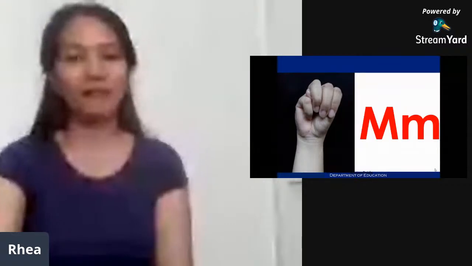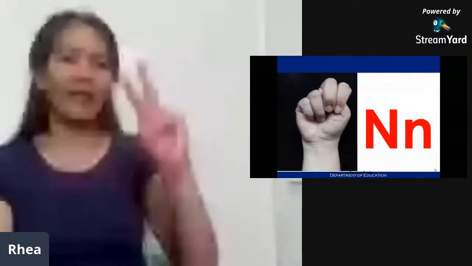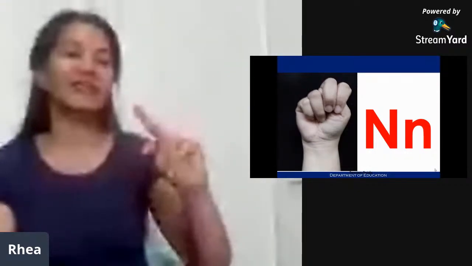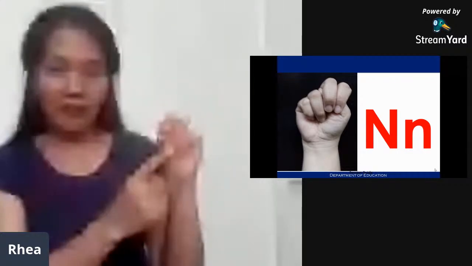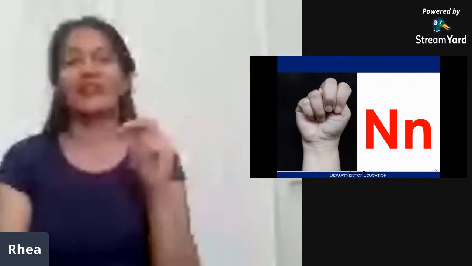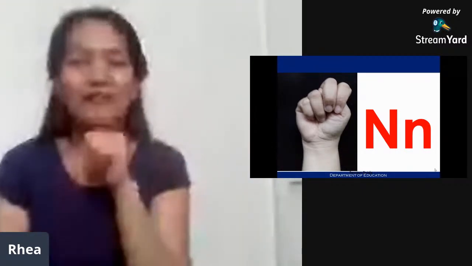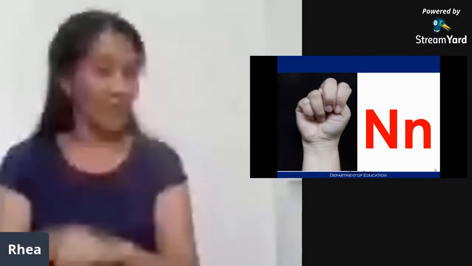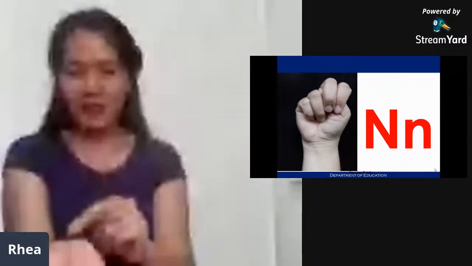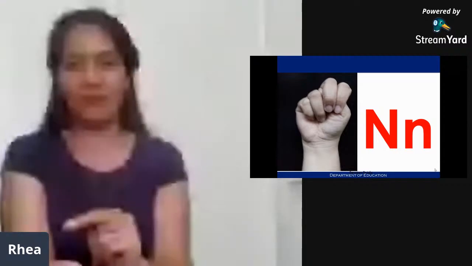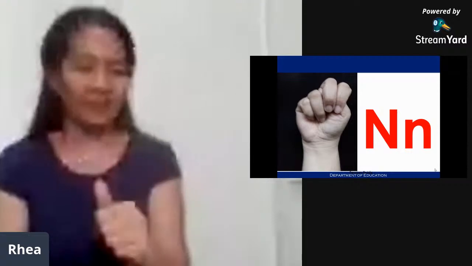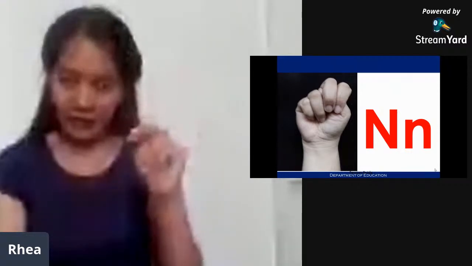Next, for letter N. Letter N. It's almost the same with letter M, but letter N, the thumb is in between the middle finger and the ring finger. That's letter N. What word could we relate to this? Not. Don't go out. Not. You are not allowed to go out. And also letter N is very popular for our frontliners. They are our nurses. Put your letter N on your pulse. N. Nurse. Not. You are not allowed to go out for letter N.